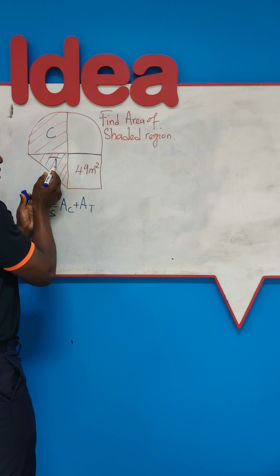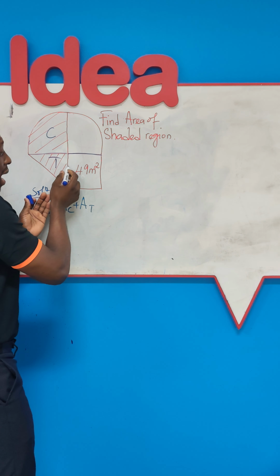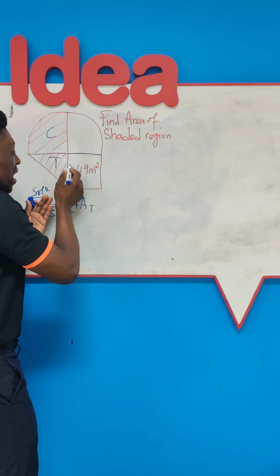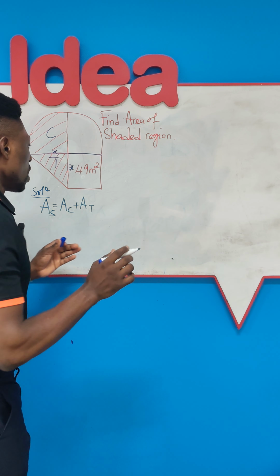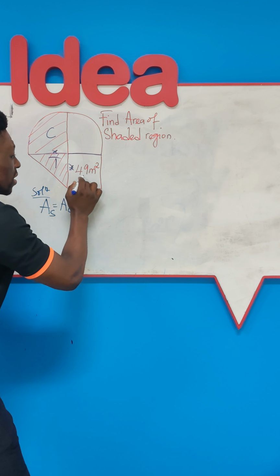Also, this is a triangle. The area of a triangle requires that we have the base and the height. So if we can have what this base and what this height are, then it's solved. So let's start by finding the side of this square.